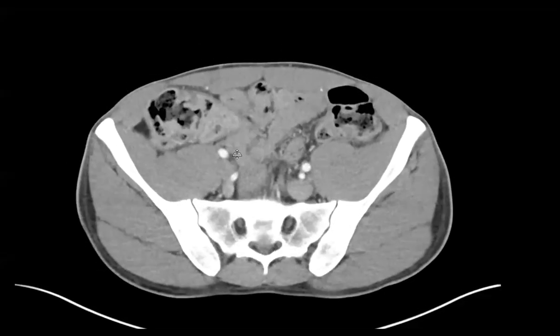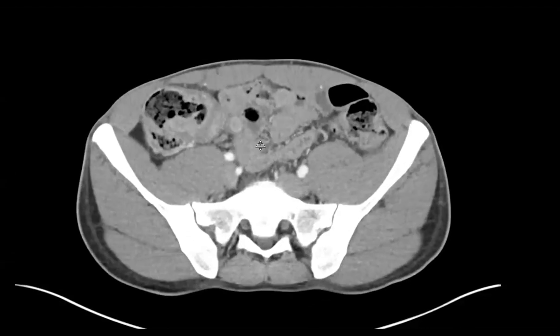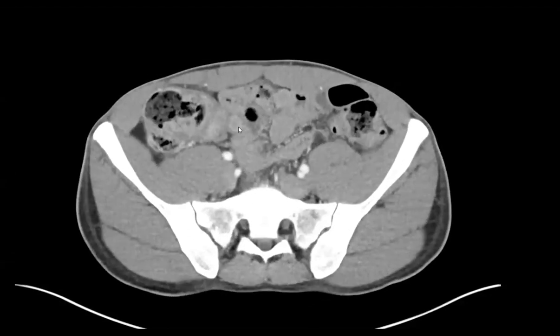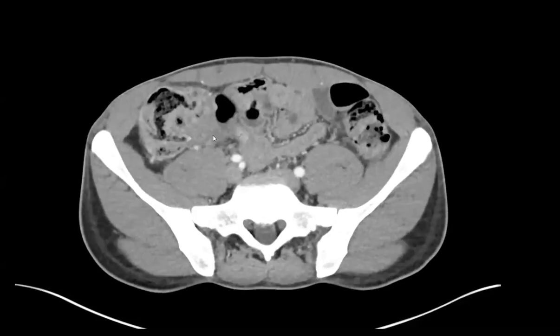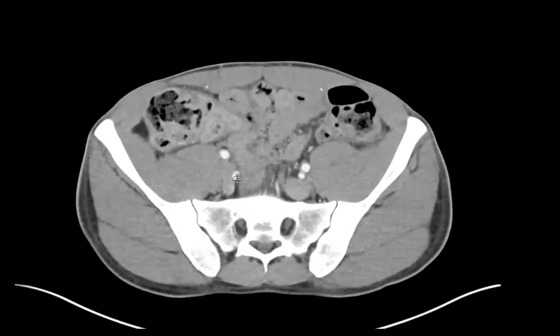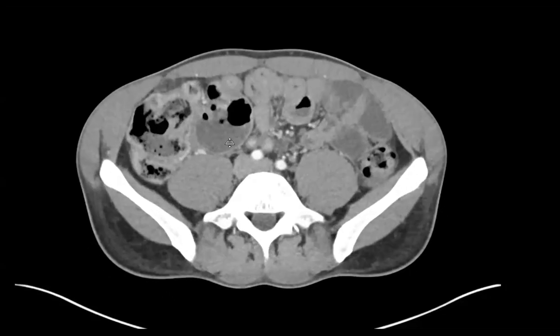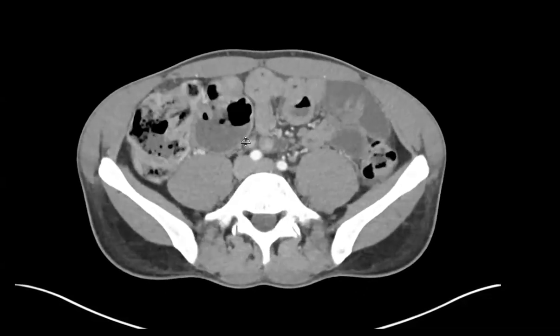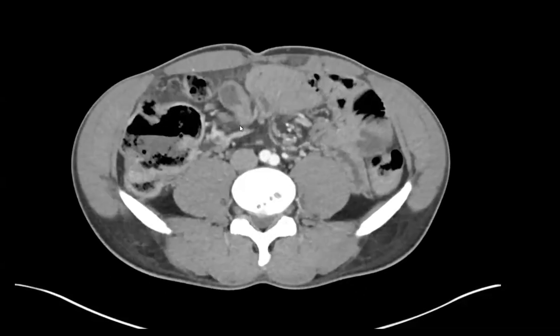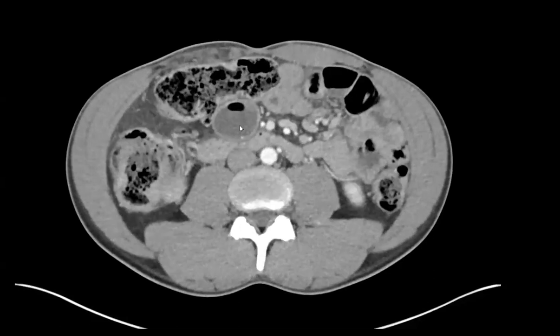And going further down, the appendix is pretty much dilated. Wait, and the TI is really dilated too, right? Exactly. The TI is dilated. There's some fecal material in the distal bowel as well, and the dilated appendix. So is it distal intestinal obstruction syndrome? Exactly. So this is classic for distal intestinal obstruction in someone with cystic fibrosis.